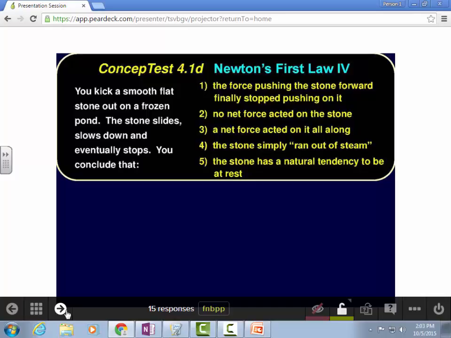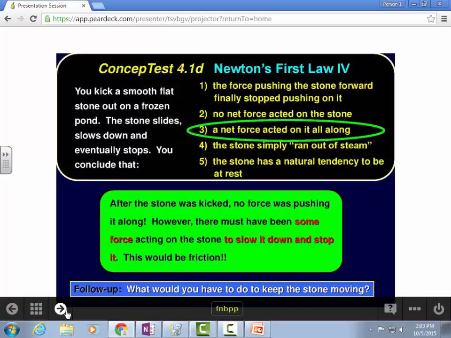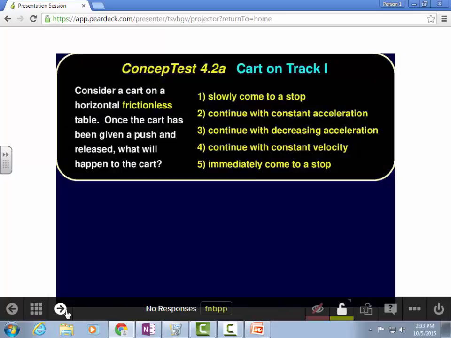And that is correct. The answer is 3. A net force acted on it all along. What would you have to do to keep the stone moving? You have to apply a constant force to overcome the force of friction. Yes, but they're telling you it slows down. So that means that clearly ice is not perfect.